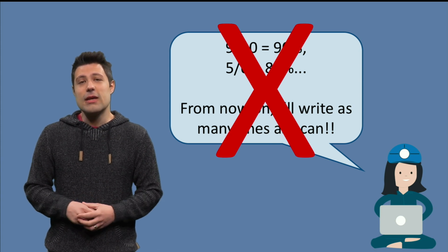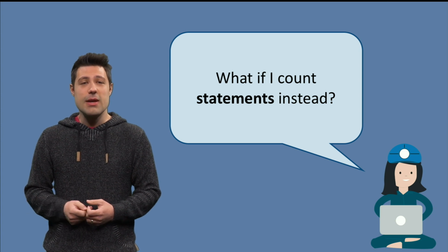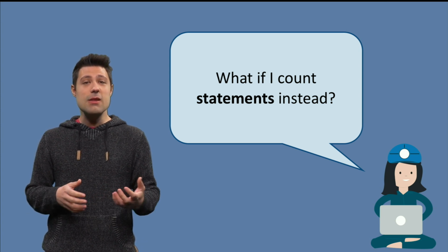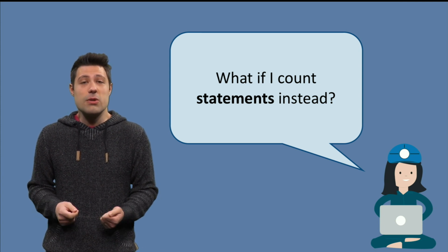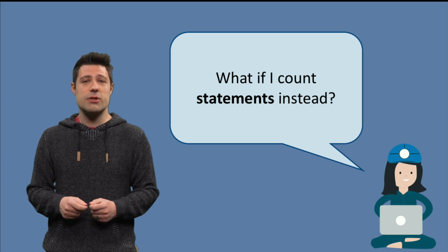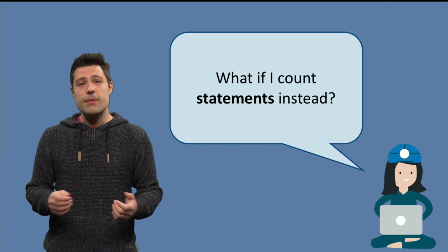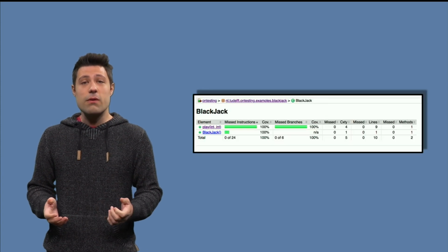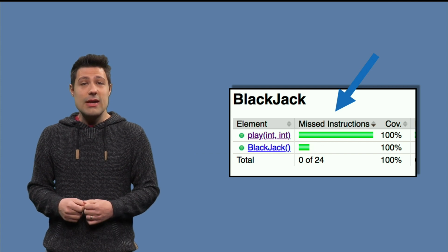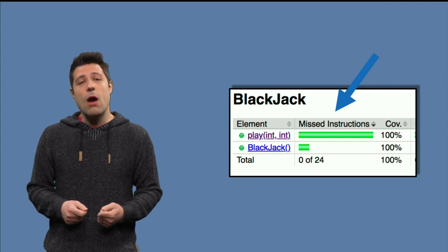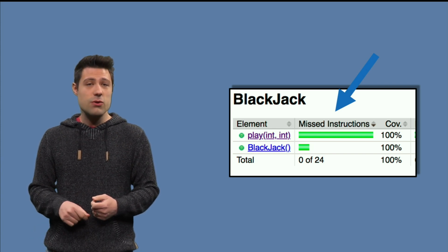That is why some tools offer not only line coverage, but also statement coverage, meaning counting the number of different statements, regardless of the number of lines the developer uses to write them. Some other tools even show instruction coverage, as they do it at bytecode level. For example, this is the code coverage report of a tool called Jacoco. If we zoom in, we see that it has missed instructions. Our blackjack program has 24 instructions at bytecode level, and our tests cover them all.